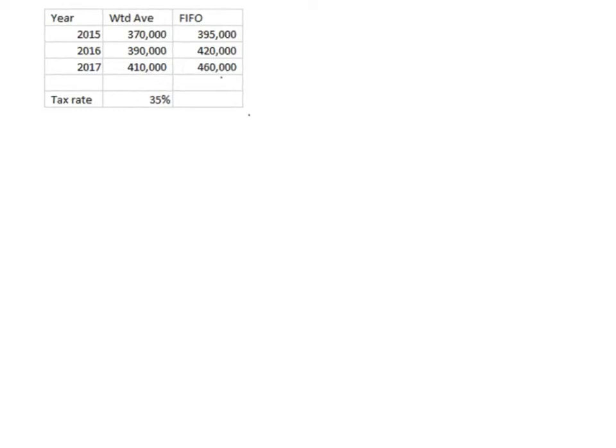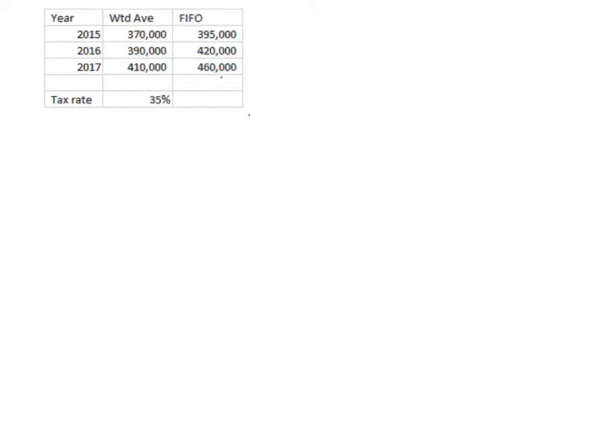Here's an example from Chapter 4, when an organization changes their principle from one acceptable principle to another. So here, you've got the download to the actual problem, but the company began operations in 2017 and it adopted weighted average pricing for inventory. So in 2017, in accordance with the other companies in its industry, it changed its inventory pricing to FIFO.